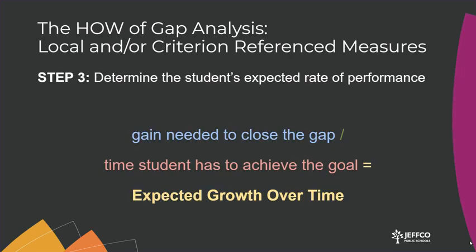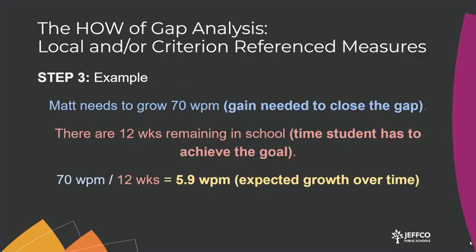Step 3, determine the student's expected rate of performance. To do this, we take the gain needed and divide it by how many weeks we have left to achieve the goal. And that is the expected growth over time. Going back to our friend Mateo, he needed 70 words to grow. Divide it by 12 weeks left in school. That's how long he has to achieve it. And we get 5.9 words per minute as the expected growth over time to close the gap.